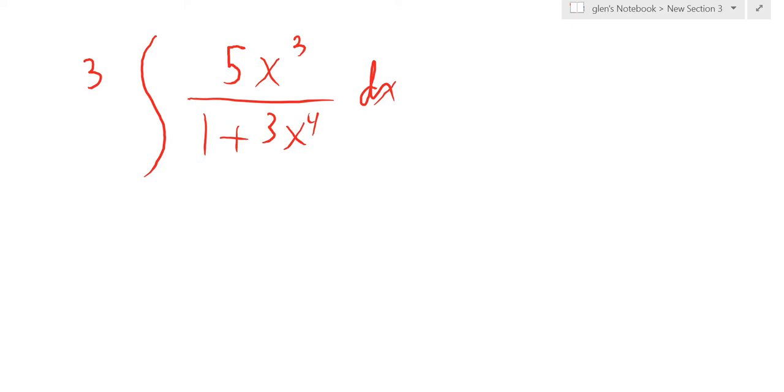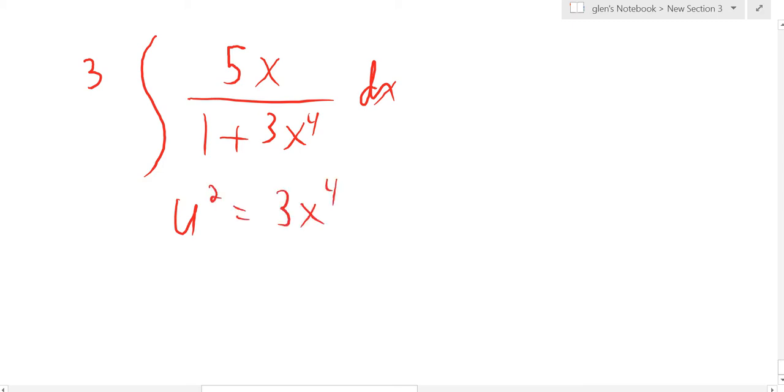So, it looks like arctan, but arctan's only going to work if I can make this denominator 1 plus u squared. What about the extra x? Forget that for a second. We're going to hope that works itself out. And if it doesn't, then we got a problem. Now I got to try something different. That's not going to happen, though. So I need 3x to the 4th to be u squared, for me to get that denominator. So I'm going to say let u squared equal 3x to the 4th.